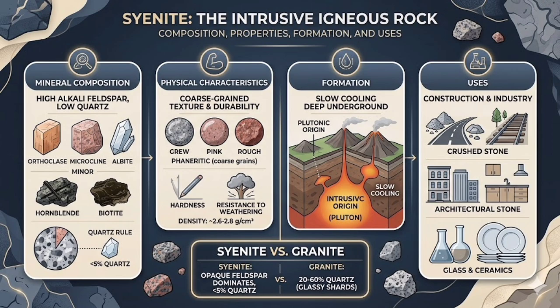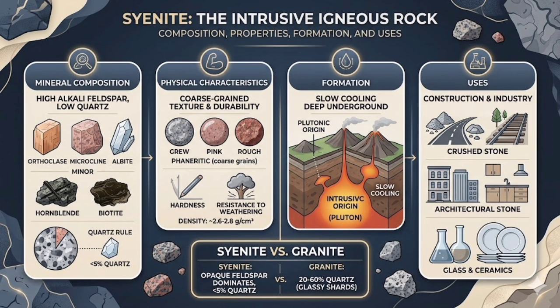Interesting. So, what are the main minerals we find in syenite? Syenite is primarily composed of alkali feldspar, which can be orthoclase, microcline, or albite, making up over 65% of the rock. There are also minor minerals like plagioclase and some mafic minerals such as hornblende and biotite.